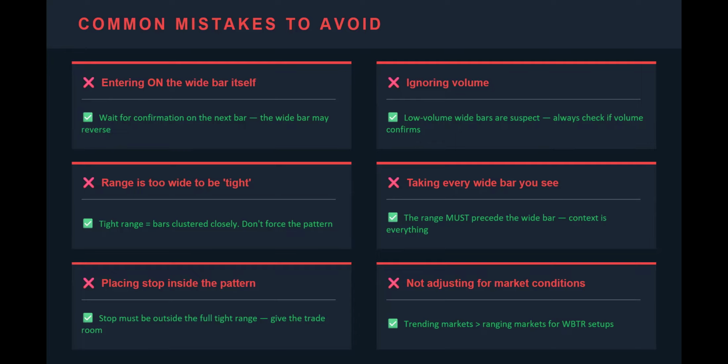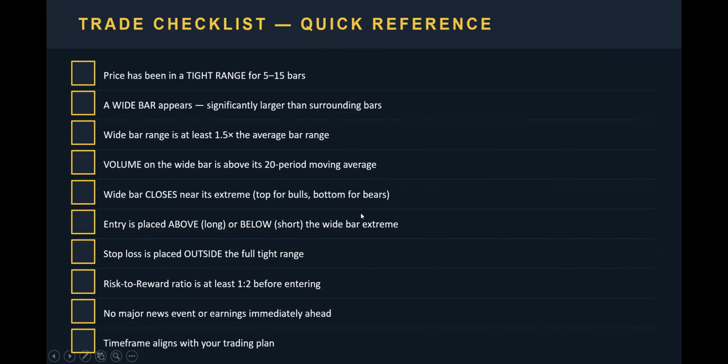Not adjusting for trending markets. If the market is trending, you will see consecutive wide range bars, follow through widest range bars. Ranging markets are very, very important for the wide range bar trading setup. So this indicator, widest bar range in a tight range, makes it very simple to identify all these things. Don't do this. These are the things you should do.